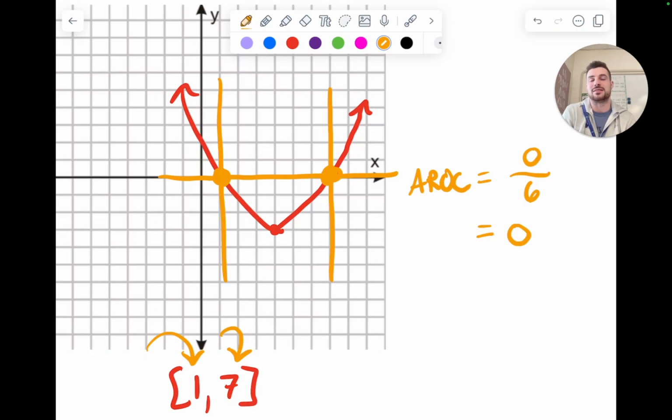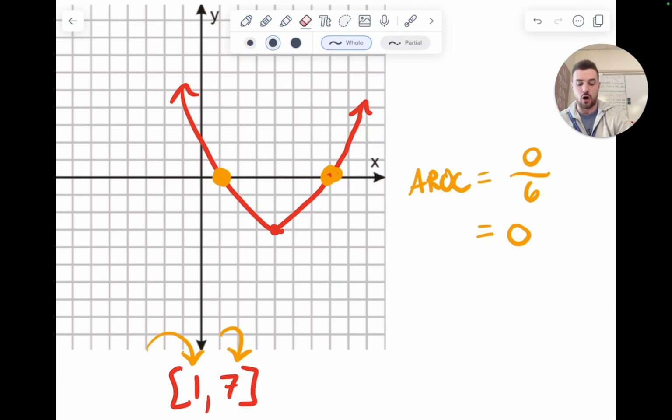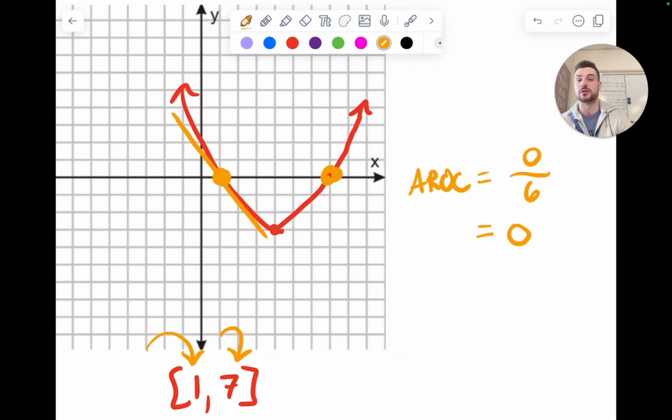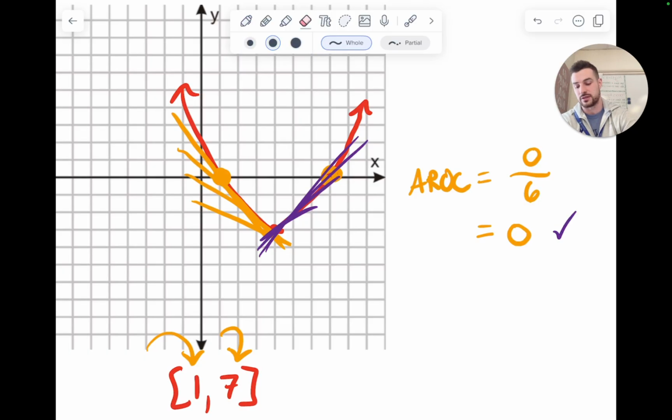So the average rate of change over the interval from 1 to 7 of this quadratic function is 0. And that should make sense. What the average rate of change is, is essentially the average of all of the slopes in between. So for example, there's a slope there, there's a slope there, and there, and there. But then there's also the other side. So on the left side, those are all negative slopes, but on the right side, these slopes are all positive. And since both sides are equal, it should make sense that our average rate of change is 0.